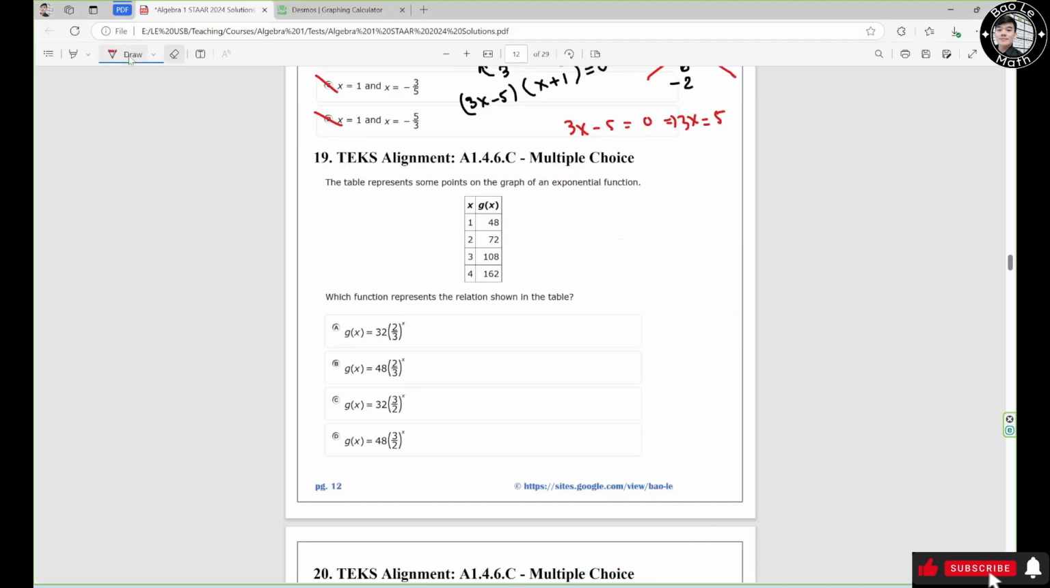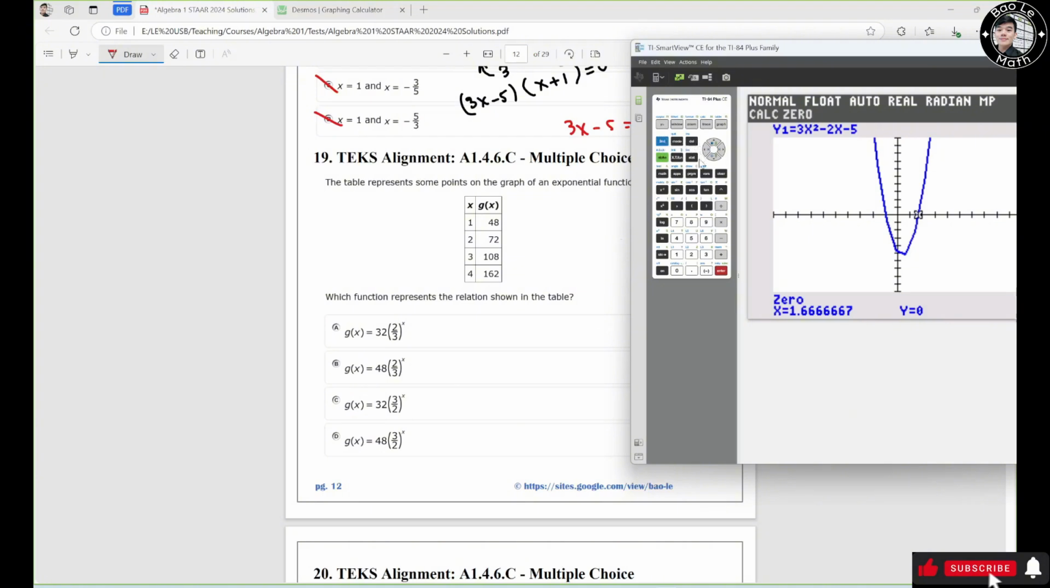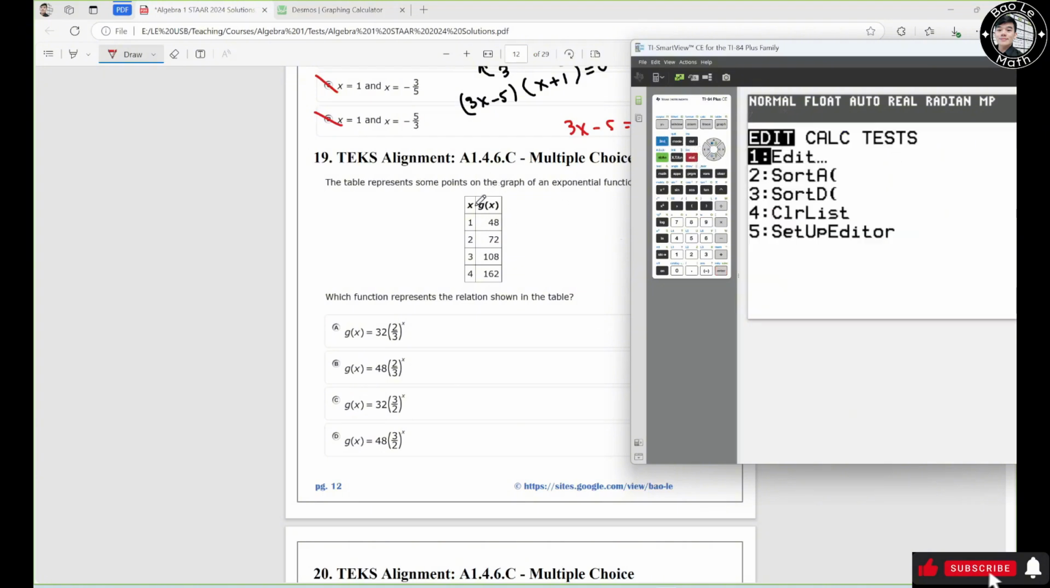Now let's move on to question number 19. The table represents some points on the graph of an exponential function. Which function represents the relation shown in the table? Alright, so basically you just use a calculator, right? We know the calculator. Hit start, right? Whenever you are given a table, hit start, add it.